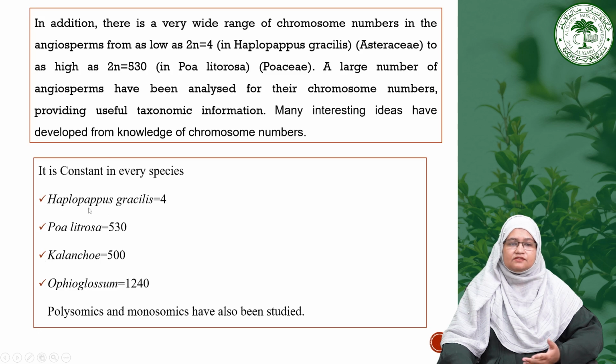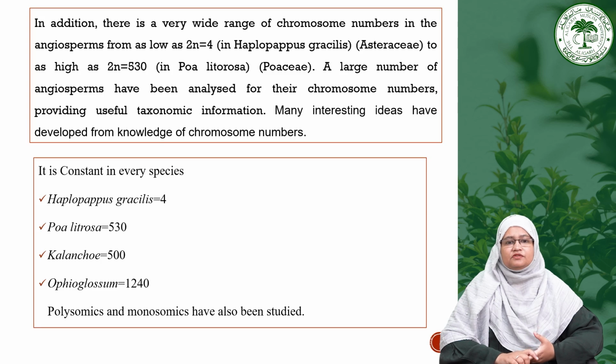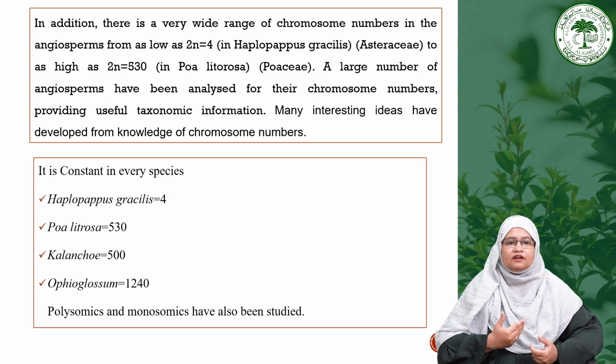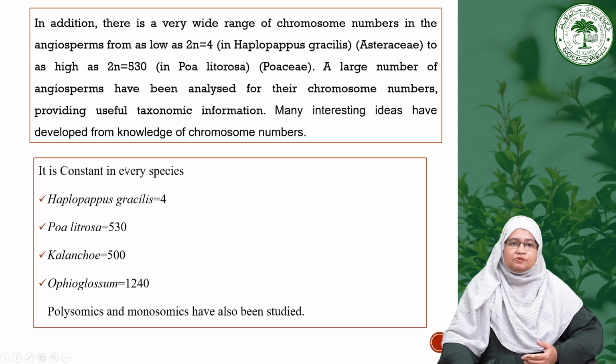You can say that Haplopappus has 4, Poa, then Kalanchoe have around 500, then Ophioglossum, which is a pteridophyte, has 1240 chromosomes. So you can see in plants there is quite a variation in chromosome numbers, and just in angiosperms it varies from 4 to 530, and this one is a pteridophyte.